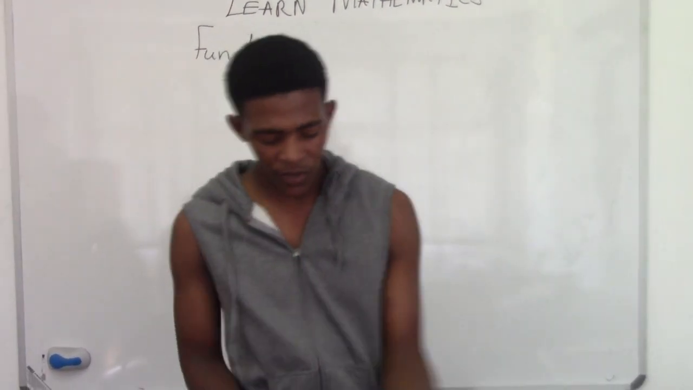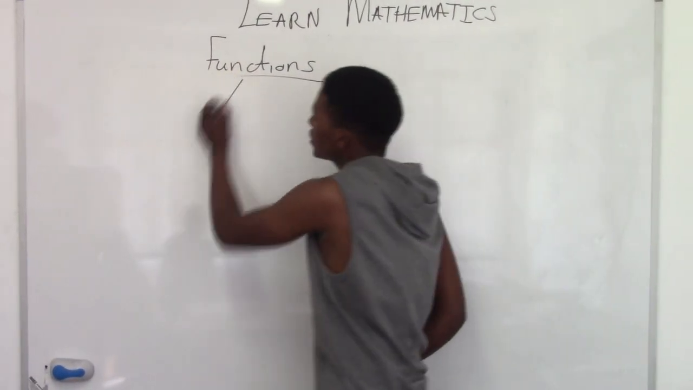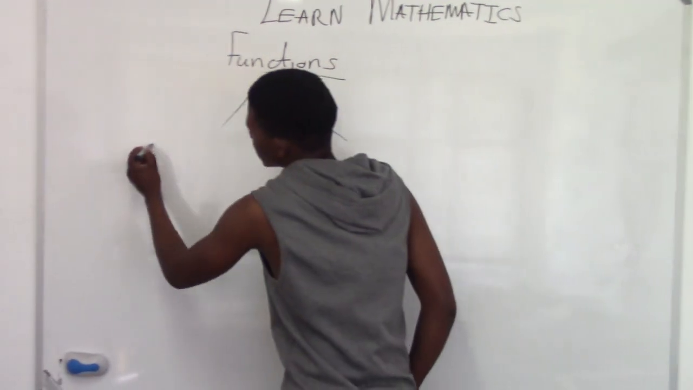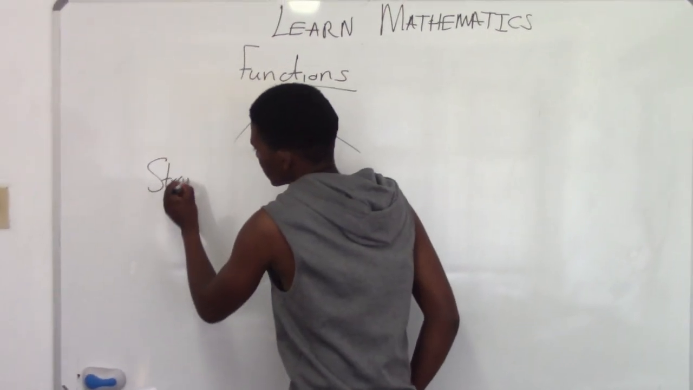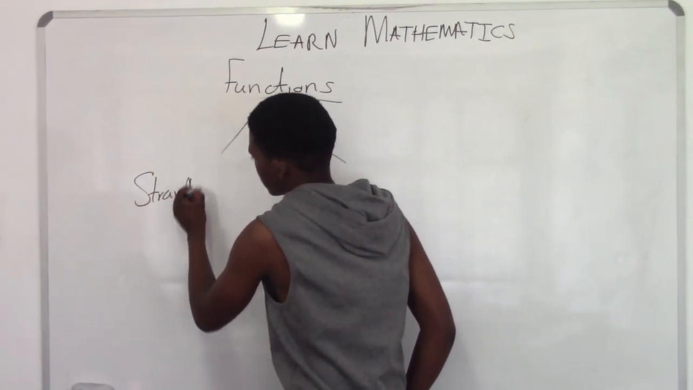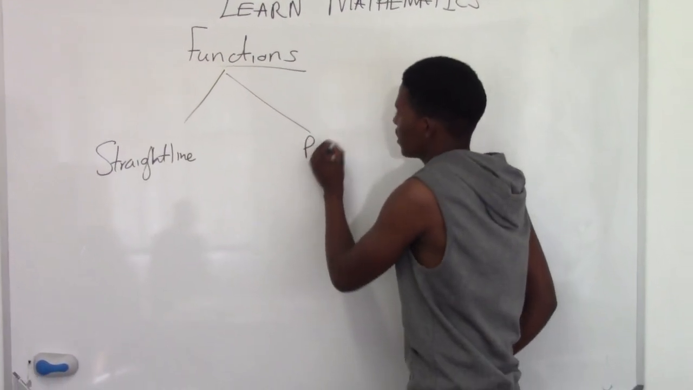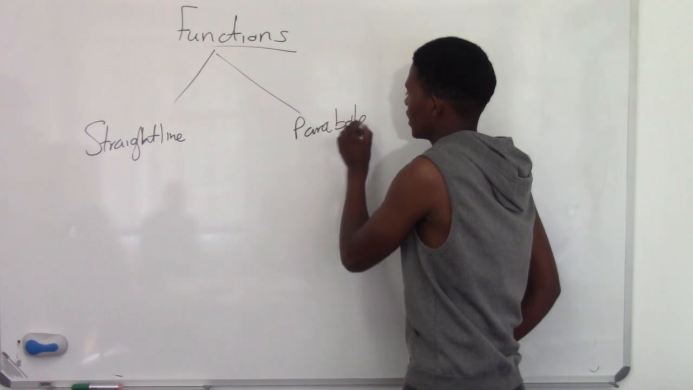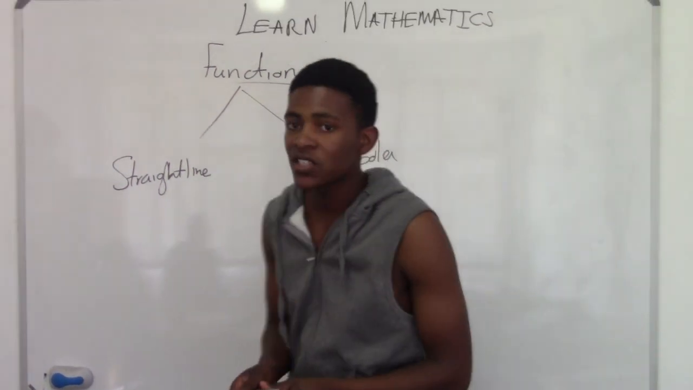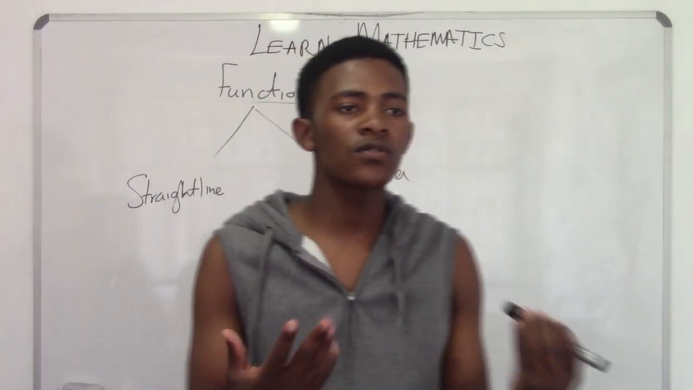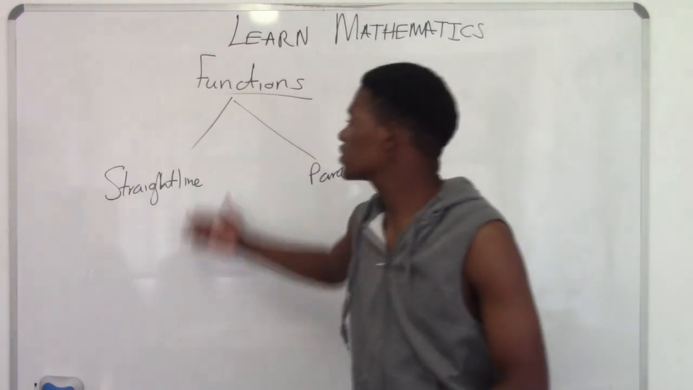Functions. So if we do functions, we're going to do only two. We're going to do what? A straight line and a parabola. So these are two graphs or two functions that we're going to deal with today.